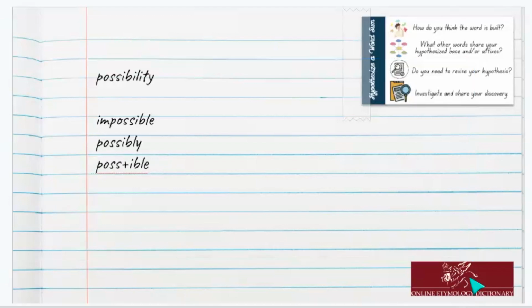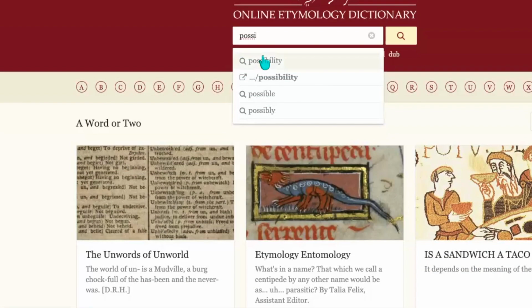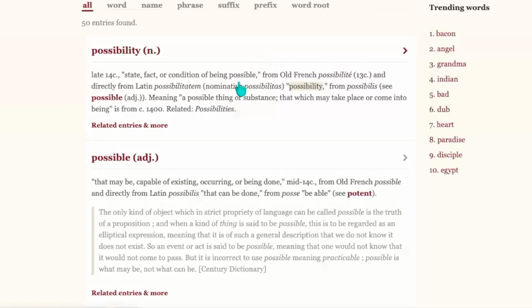Okay, now I've got to go look, because that's how this works. It was possibility, right? Yeah, possibility. Okay. Late 14th century, possibilité from Old French, directly from Latin. I don't speak Latin. Literally meaning possibility.